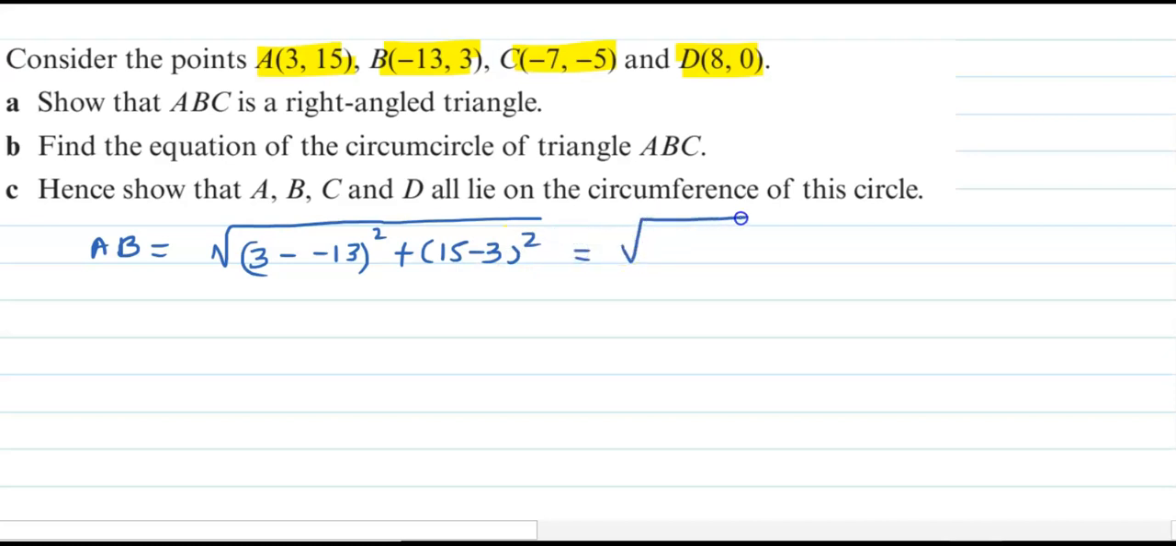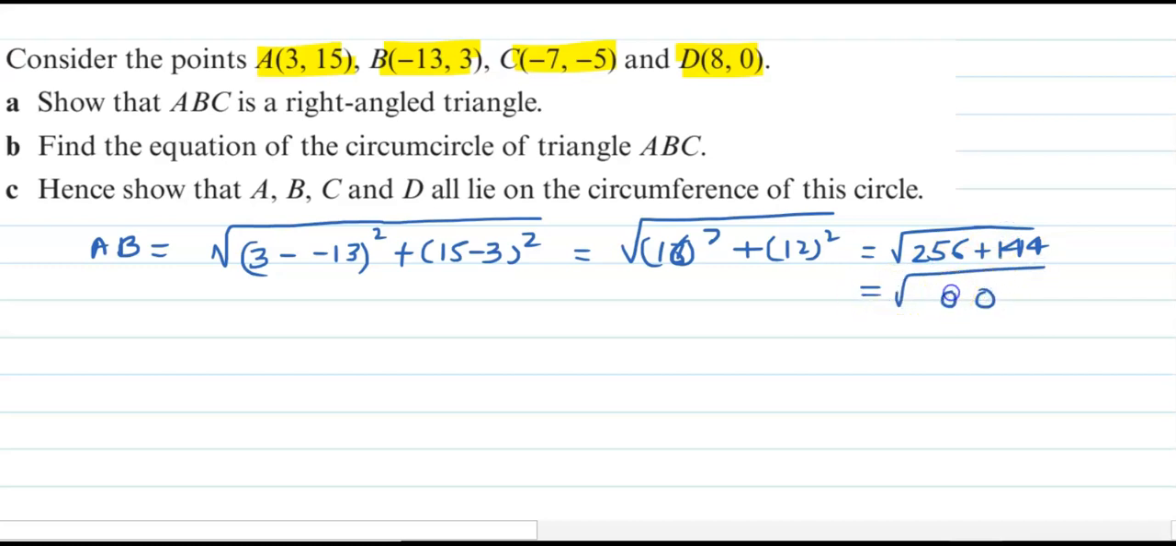Let's write it down. It will be 3 plus 13, that is 16 square, and 15 minus 3, that is 12 square. 16 square is 256 and 12 square is 144. If you add them, it will be 400, so the distance is 20.